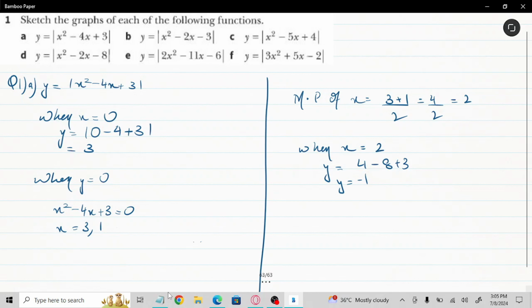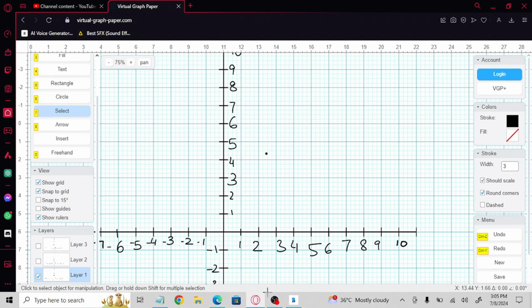So we have the points we are going to plot: (3, 0), (1, 0), (0, 3), and (2, -1). These are our points. And by the way, I have not applied the modulus to them so that I can draw the full graph. You can also apply the modulus in the first place, but I find it easier when I'm applying everything in one place.